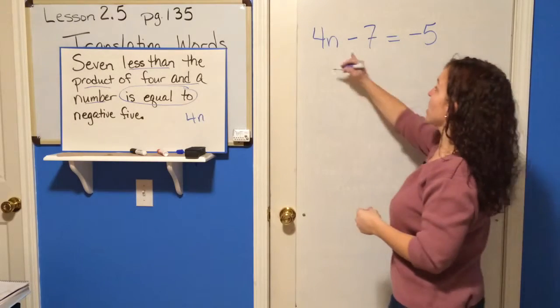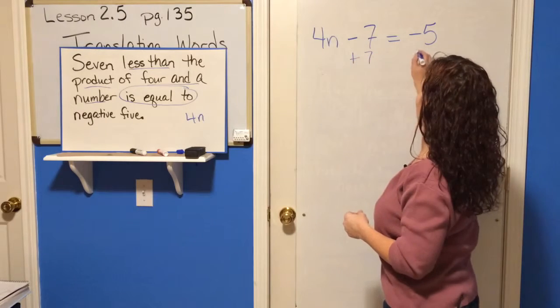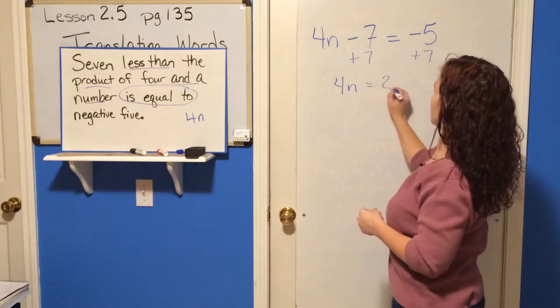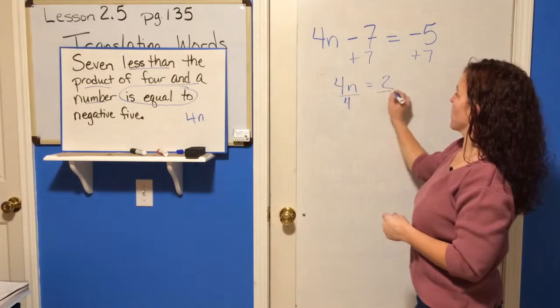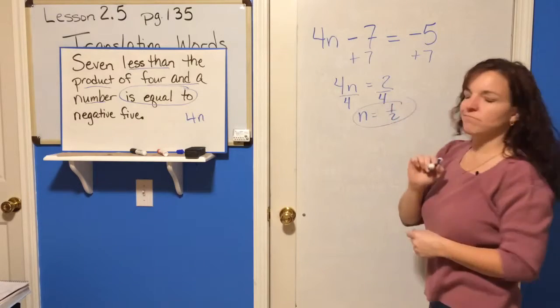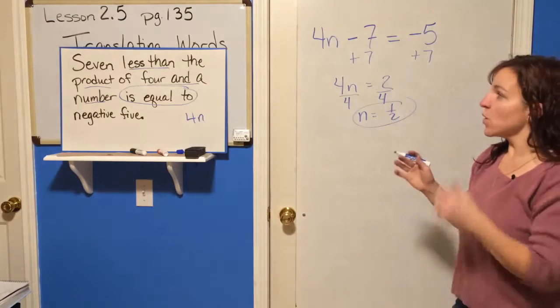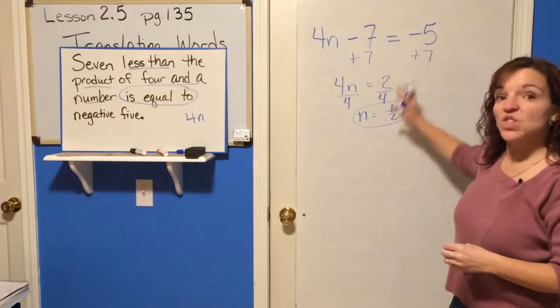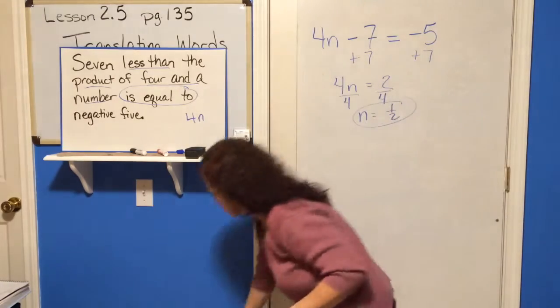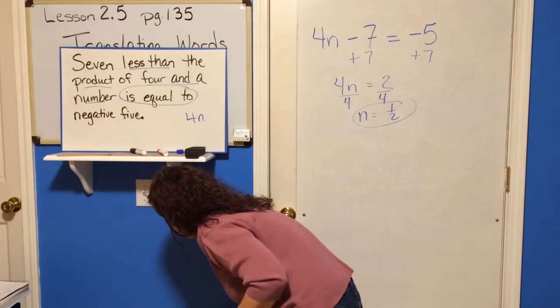And now we just solve it. So we're going to add 7 to both sides. So 4n equals 2. Divide by 4. So n equals 1/2. All right. So in all honesty, you know how to solve now. So the trickiest part is the translating. I'm going to do one more here. This one is a little bit trickier still.